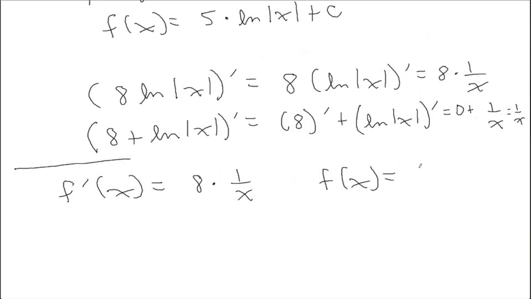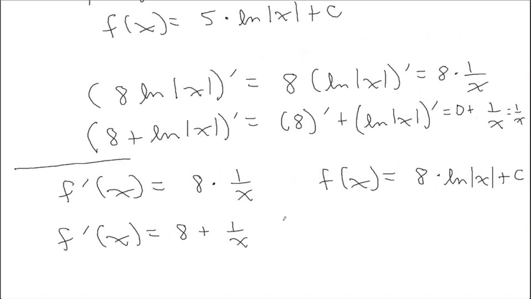Okay, all right, so what's f of x here? F of x here is 8 times the natural log of the absolute value of x plus c. Okay, good. Now try this example. This would just be, let's see, 8x plus the natural log of the absolute value of x plus c.